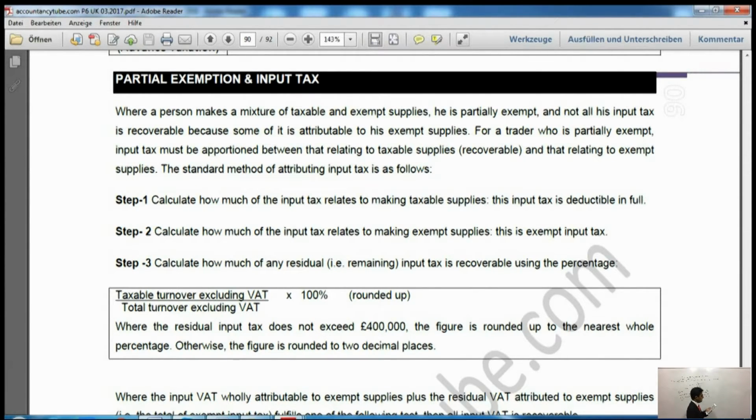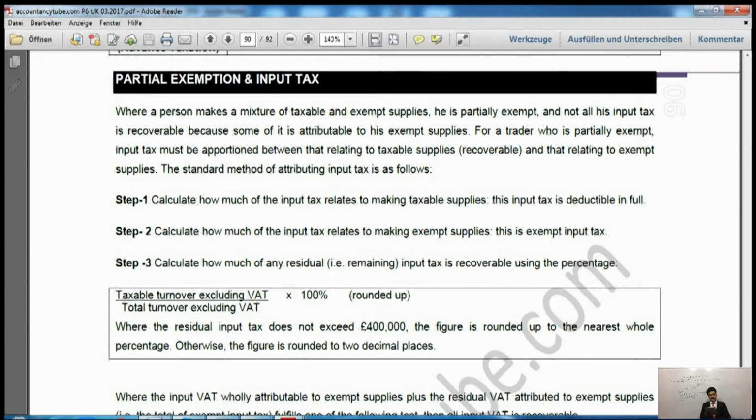Step 2: calculate how much of the input tax relates to the exempt supplies, and that would be exempt and it would not be recoverable. Step 3: calculate how much of any residue input tax is recoverable using the percentage. Whatever the remaining one is, there is a formula to calculate it.